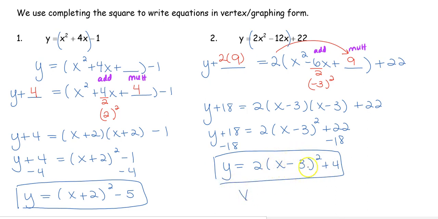The x is inside the parentheses, so it's the opposite, becoming a +3. The y is outside, exactly what we see at 4. So the vertex of this parabola is at 3, 4.